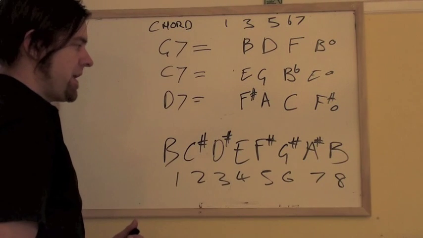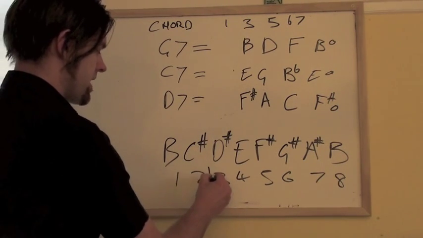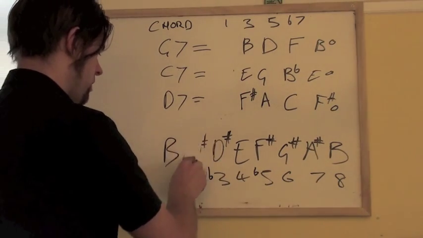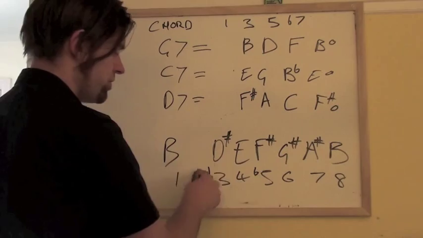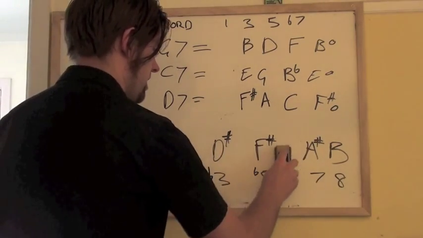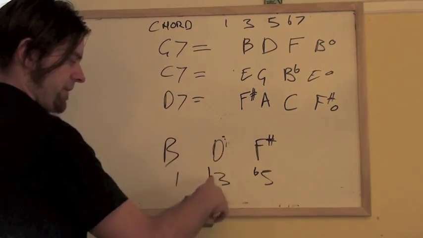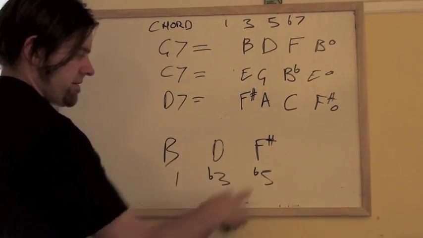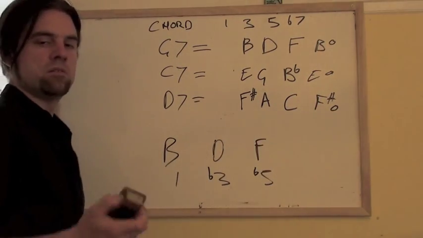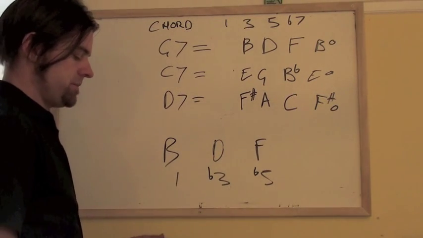Now the formula for a diminished triad is 1, flat 3 and flat 5. So if we remove the other chord degrees, or scale degrees I should say, we'll get rid of these. And we flatten the 3rd from D sharp to D, and flatten the 5th from F sharp to F. That's one way you can think of achieving a diminished triad.